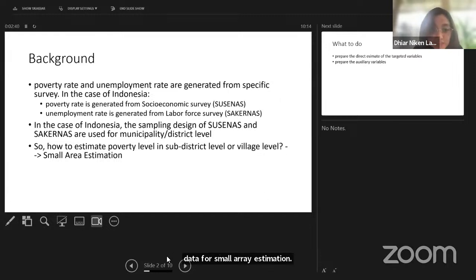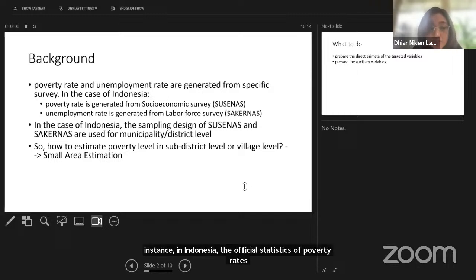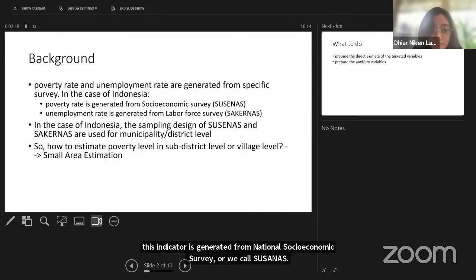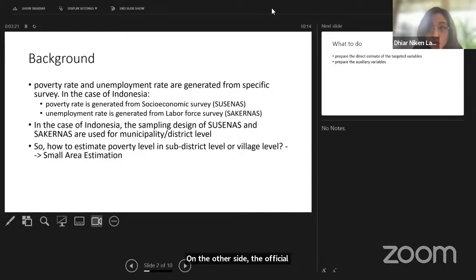So in the case of Indonesia, poverty rate and unemployment rate are generated from specific surveys. For instance, the official statistic of poverty rate is at the municipality level, and this indicator is generated from the National Socioeconomic Survey, or SUSENAS. On the other side, the official statistic of unemployment rate is also at the municipality level and is generated from the labor force survey, or SAKERNAS.